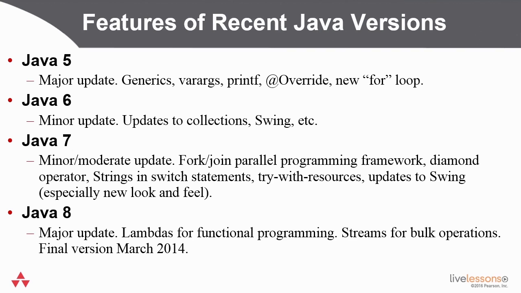Java 6 and Java 7, however, were relatively minor updates. They added some things to collections. They updated the graphical user interfaces. Java 7 added the fork-join parallel programming framework, which is important and we'll talk about. But overall, they were relatively minor changes to Java. They didn't fundamentally change the way Java works, whereas Java 8 is an extremely major update, and it fundamentally changes the way Java works. So this live lesson introduces the whole gamut of Java programming, but consistently uses the Java 8 approach throughout.